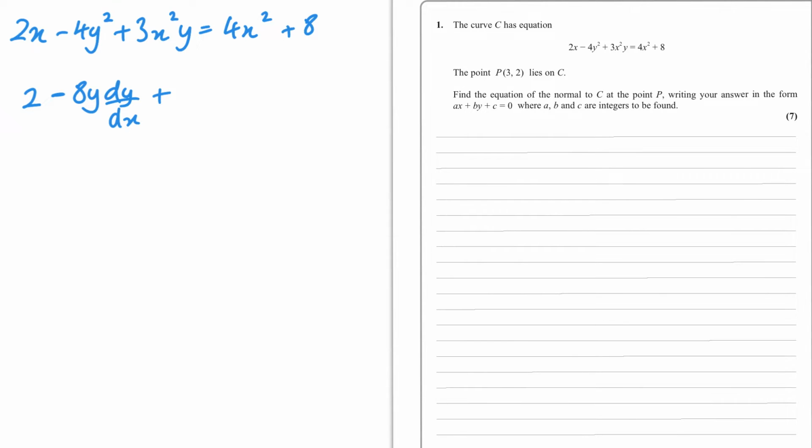plus, now this one is a product rule, so differentiate this and times by this, and then differentiate this and times by this. So we're looking at 6xy plus 3x squared dy by dx. And then on the other side of the equals, I've got 8x.